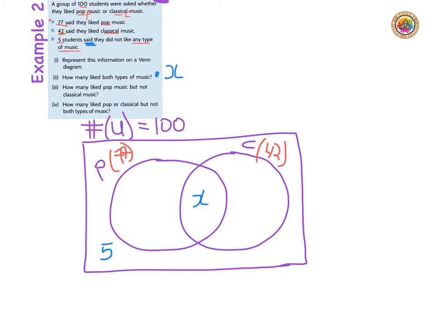So out here I would, as always, have P. Well, the whole of P is 77. It's made up of this part here and this part here. So this part here has to be equal to 77 taking away X. And the bit that's just classical on its own has to be equal to the 42, which is all of it, taking away this X again from this part. And so here I'll have 42 take away X. Okay?